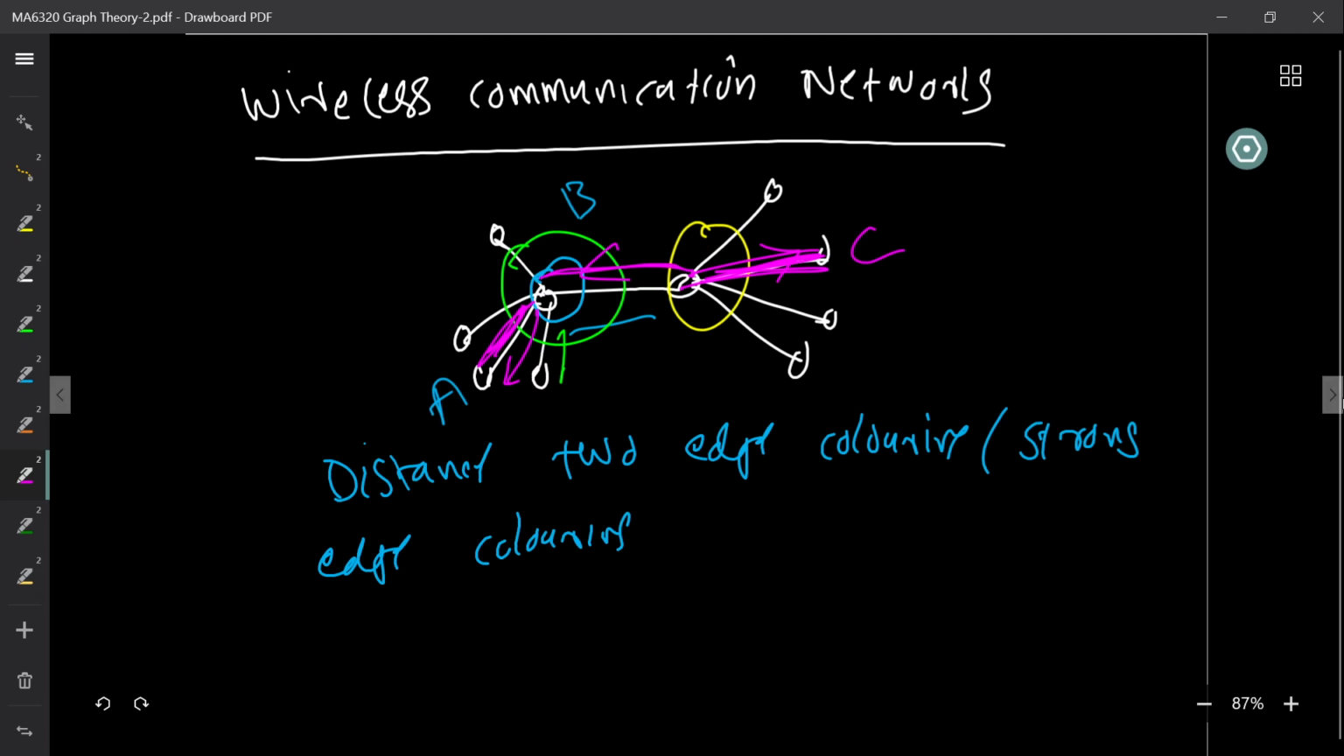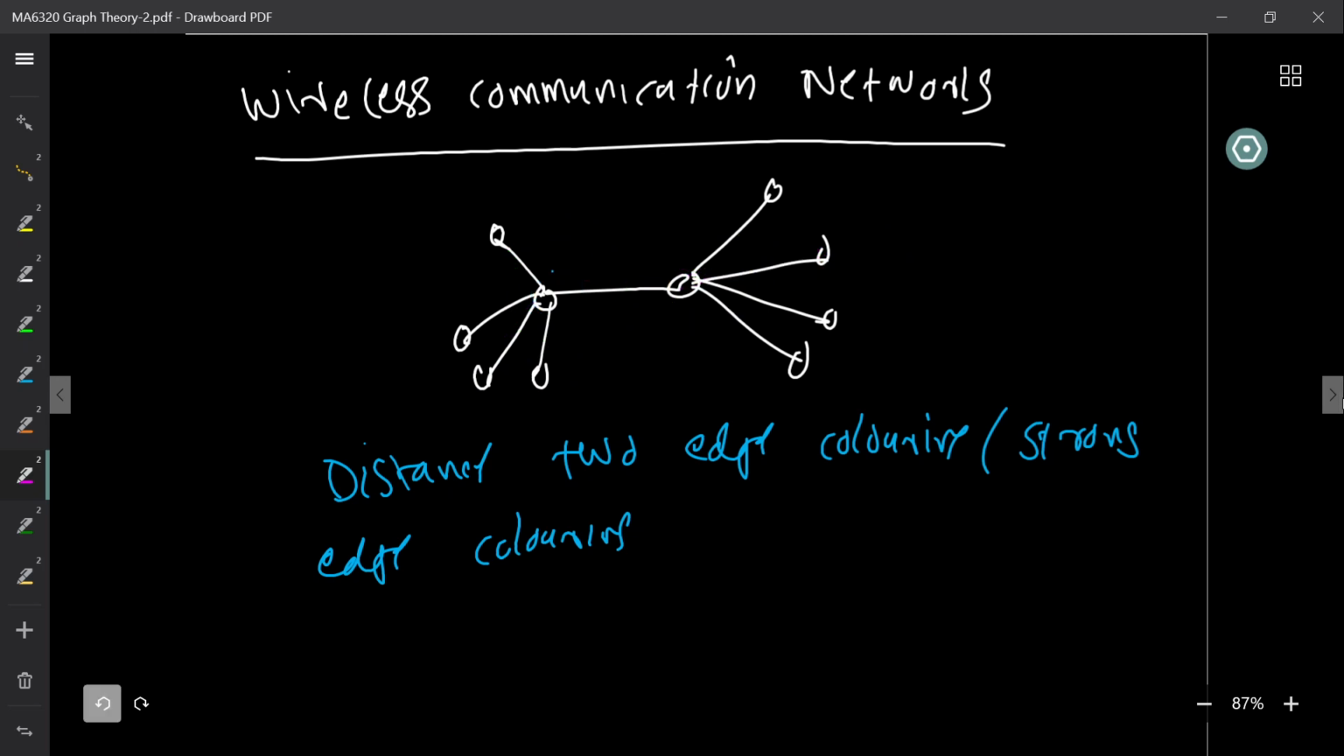So therefore we want all these edges in the graph that I show to get different colors, different frequencies. This is called a distance 2 edge coloring. Edges which are at distance 1 must get different colors. This is called strong edge coloring. There is a lot of work on this. In fact, I have myself worked on this question, some work in my postdoc time.